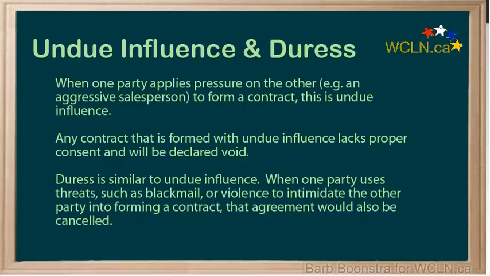When one party applies pressure on the other, for example, an aggressive salesperson, to form a contract, this is undue influence. Any contract that is formed with undue influence lacks proper consent and will be declared void. Duress is similar to undue influence. When one party uses threats such as blackmail or violence to intimidate the other party into forming a contract, that agreement will also be cancelled.